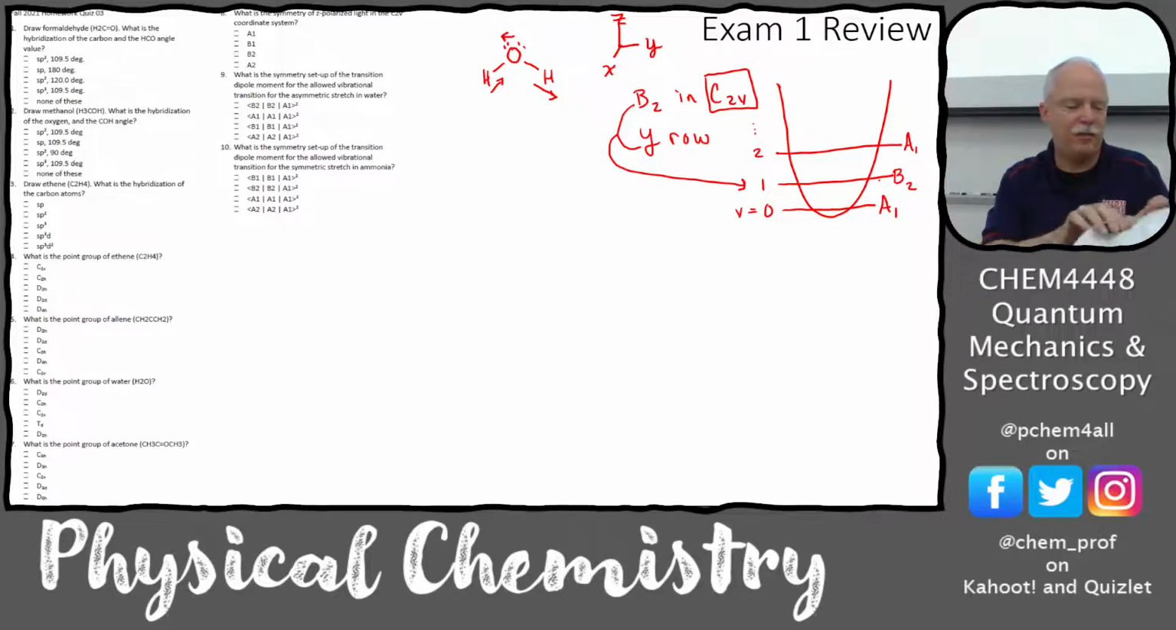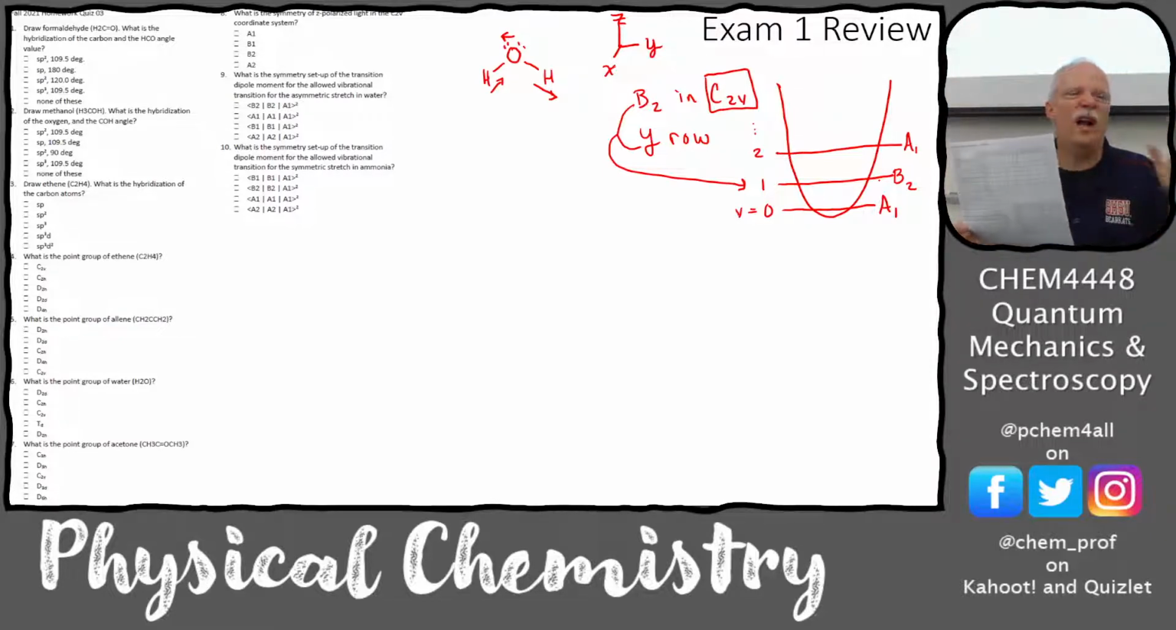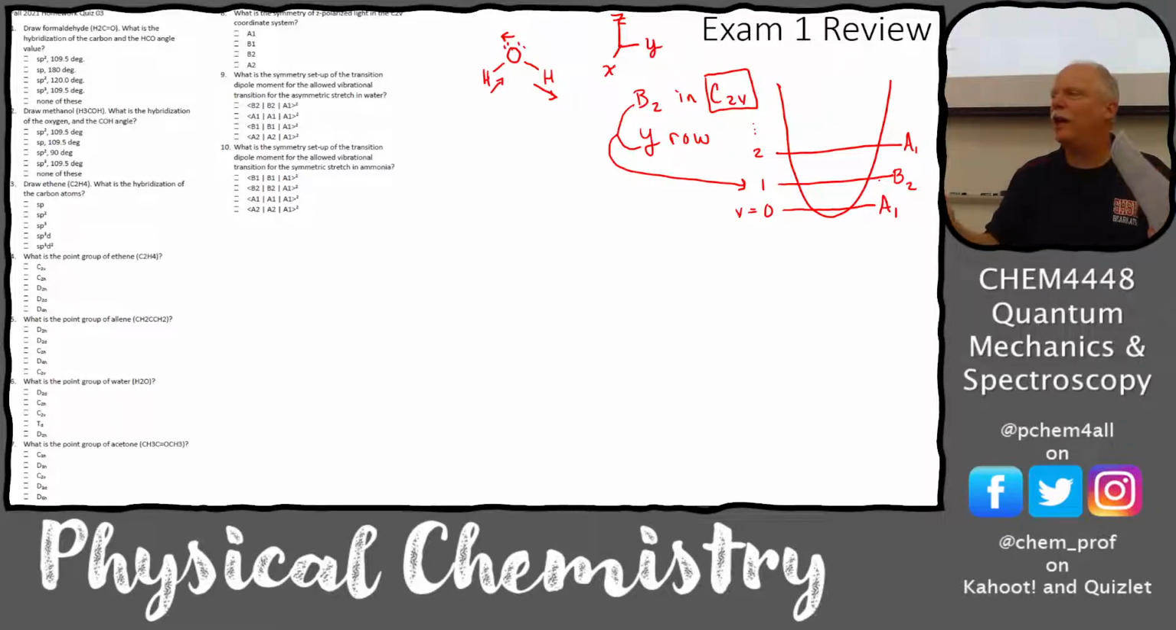Whereas in the C2V, we have 4 rows. So we know that V equals 1 is odd, but what kind of odd is it? It's B2. Do you see? So it's odd in a particular way. Every row but the top row is odd in a unique way. And so that's what we're trying to label. We know it's odd, but what kind of odd is it? Well, it's the symmetry of the motion. If it's going in the Y direction, then it's B2. If it was somehow doing something in the X direction, it would be B1.